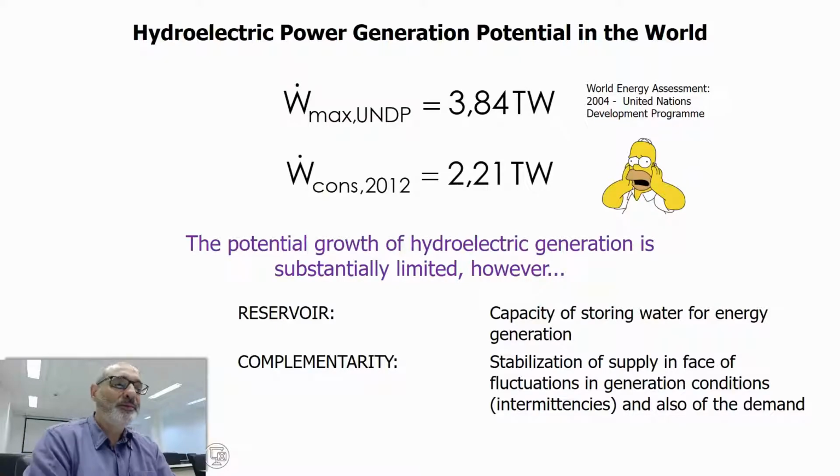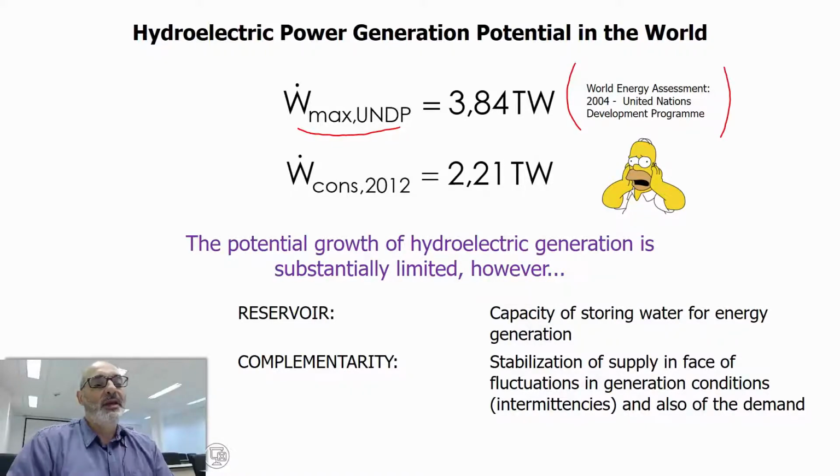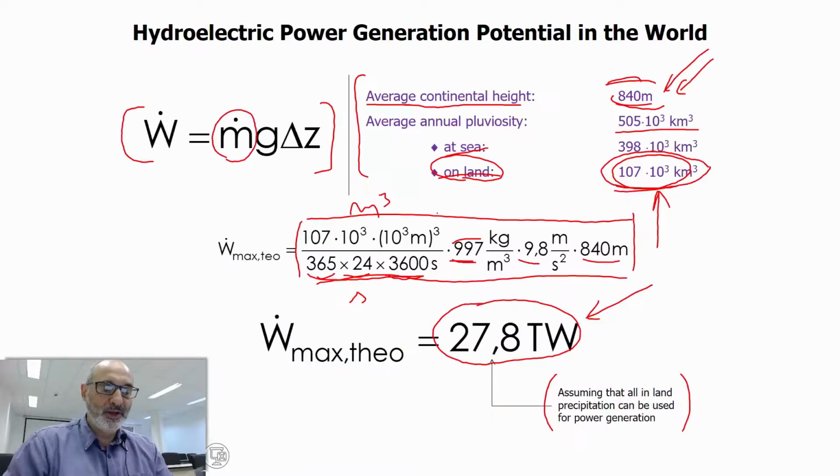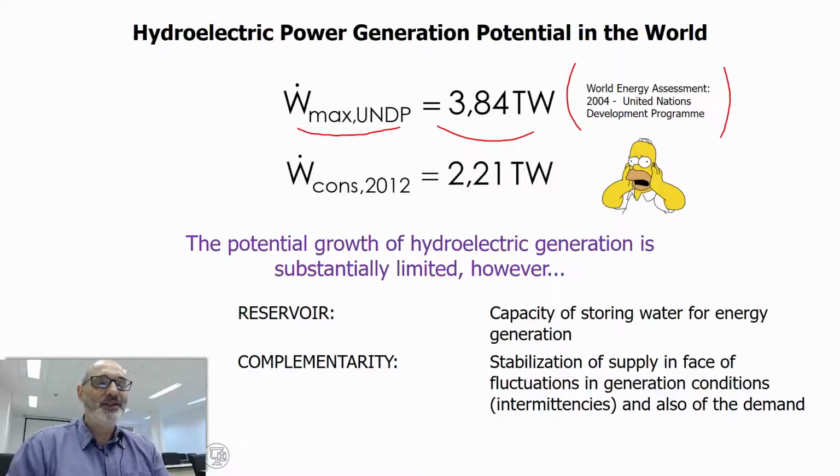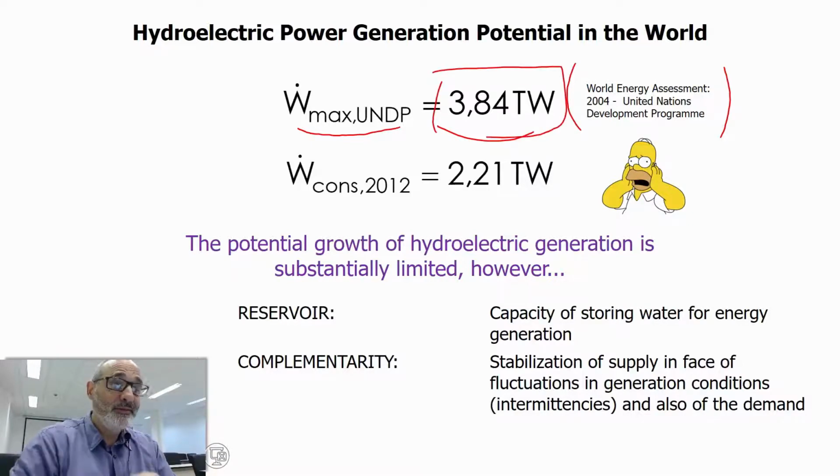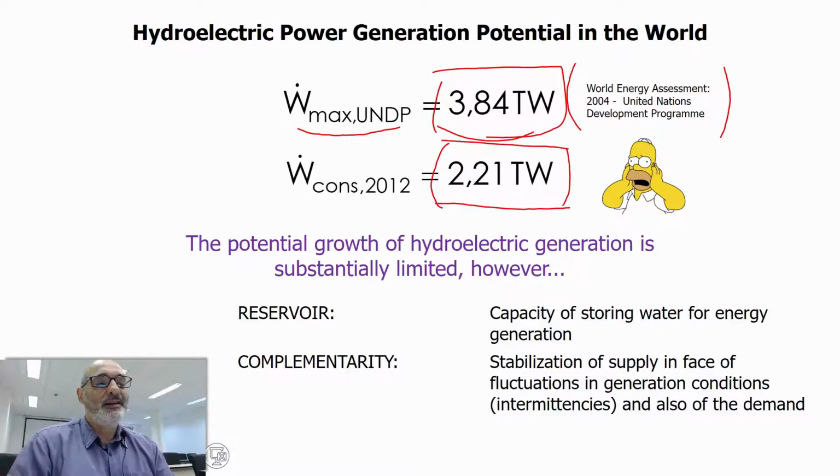The actual numbers assessed by the United Nations is this one, 3.8 terawatts. That's the maximum generation. And well, we're not so bad, because we obtained roughly 10 times more, but it's not 1,000 times more. We are okay. So that's the maximum generation, and that's the world consumption. So you see that they are comparable. We have very small room for growth. So it's a problem.